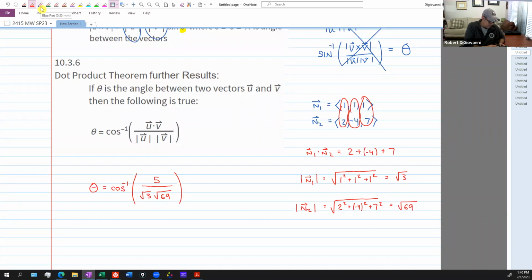I forgot to check if I'm in degree mode. Oh well, I'll see in a minute. Ooh, I'm not in degree mode. Yeah, I was in radian.